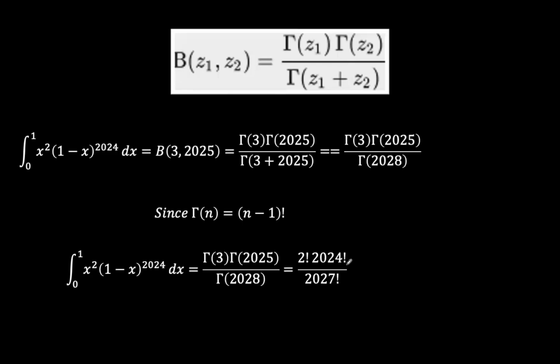So you see that 2024 factorial cancels with the 2024 factorial in the denominator. In other words, the denominator just becomes 2027 times 2026 times 2025. And then 2 factorial is the same as 2. So this is your answer, 2 over 2027 times 2026 times 2025. And this is our answer.